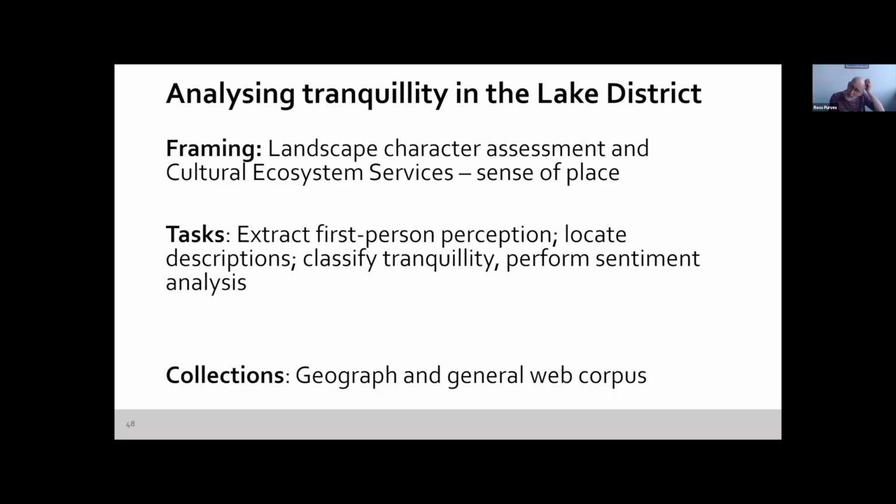And here what we have to do is we first of all have to identify ways in which people describe what they perceive in the landscape. We have to locate them again, and then we need to classify what tranquility actually is, and we are interested in how positive or negative people are about that tranquility. And here the collections are a little bit different. We used Geograph, which was or is a collection of pictures with descriptions, and then a more general web corpus to get these first-person descriptions as well.